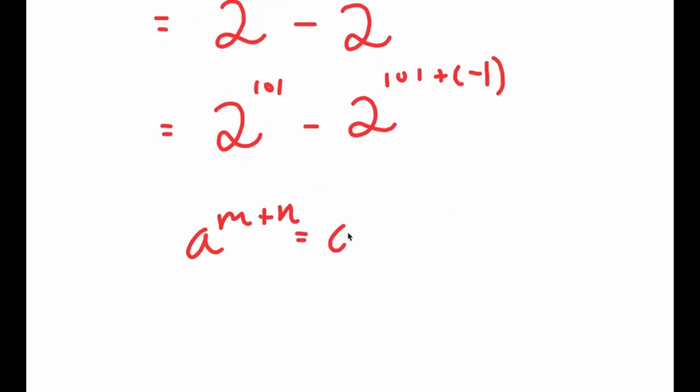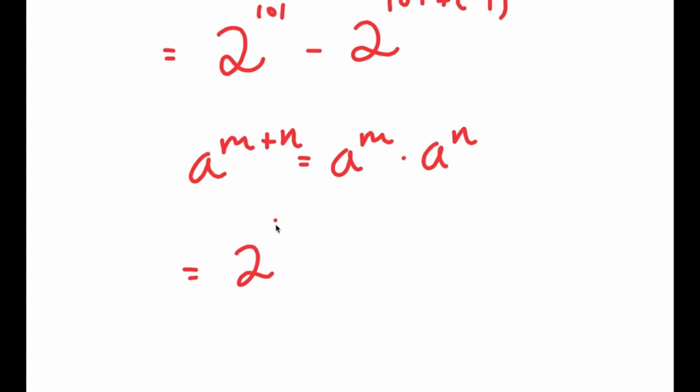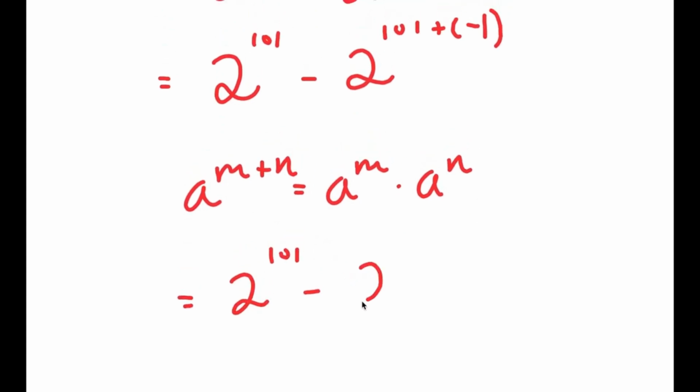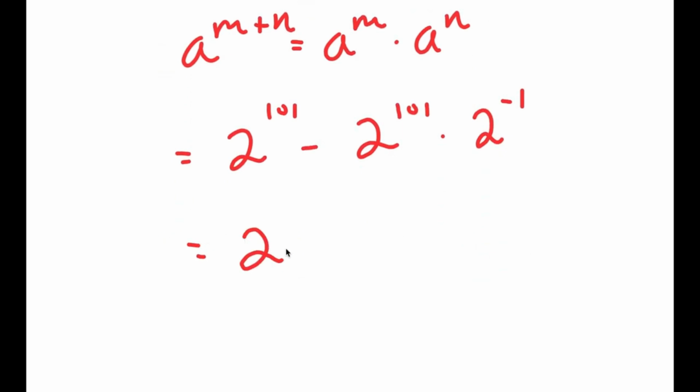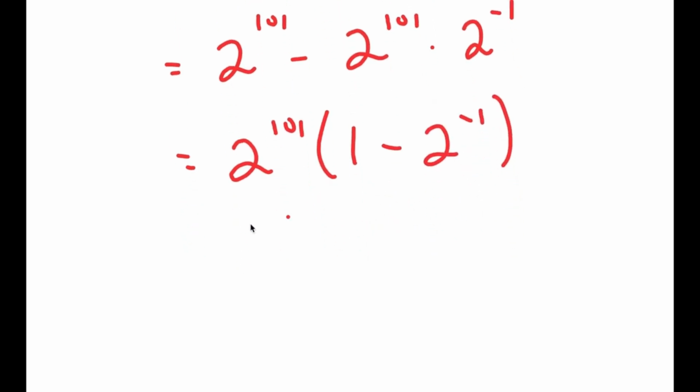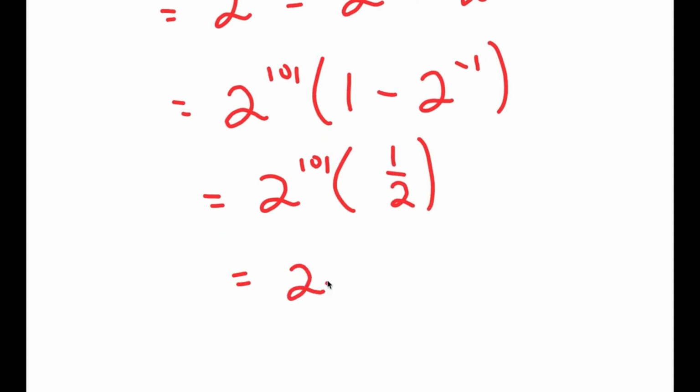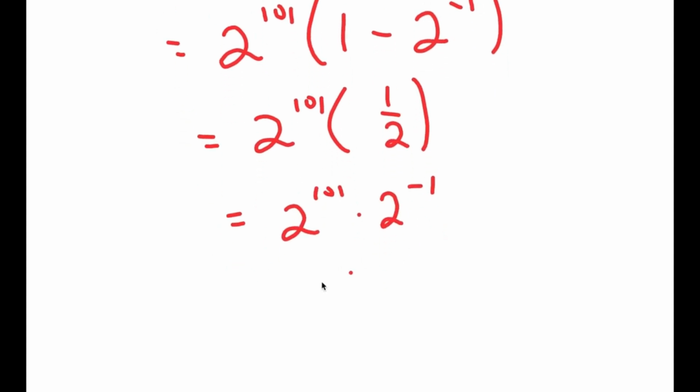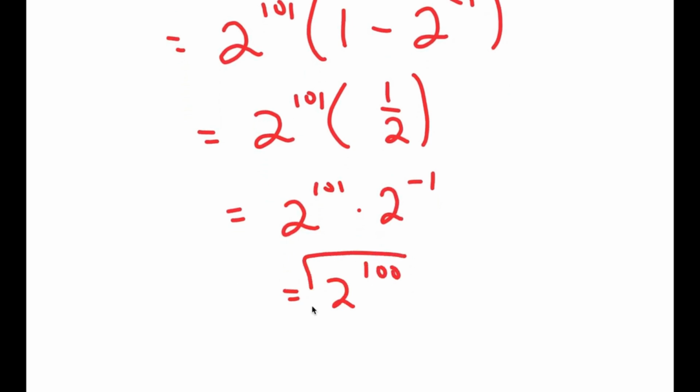Now, if I use that property again, that states that a to the power of m plus n is equal to a to the power of m times a to the power of n, I get 2 to the power of 101 minus 2 to the power of 101 times 2 to the power of negative 1. And now if I factor out 2 to the power of 101, I get 2 to the power of 101 times 1 minus 2 to the power of negative 1, which is equal to 2 to the power of 101 times 1/2, which is equal to 2 to the power of 101 times 2 to the power of negative 1, which is equal to 2 to the power of 100. So that's the second method of solving this problem.